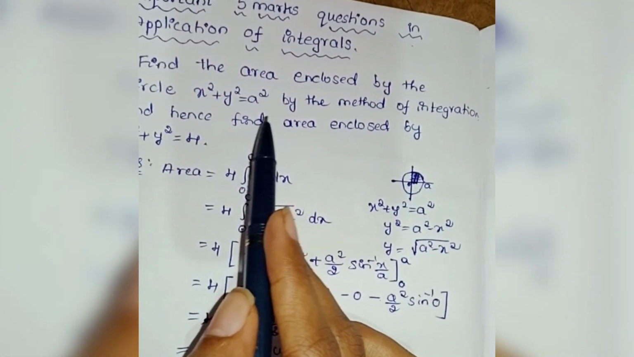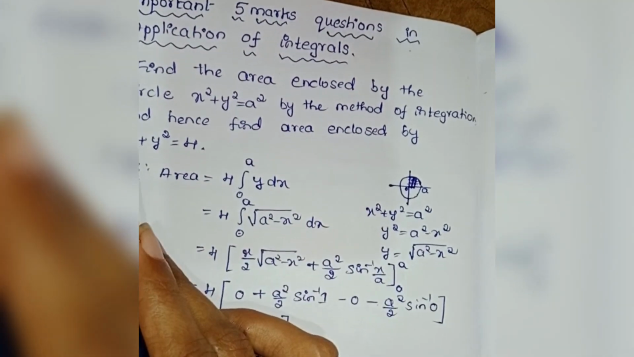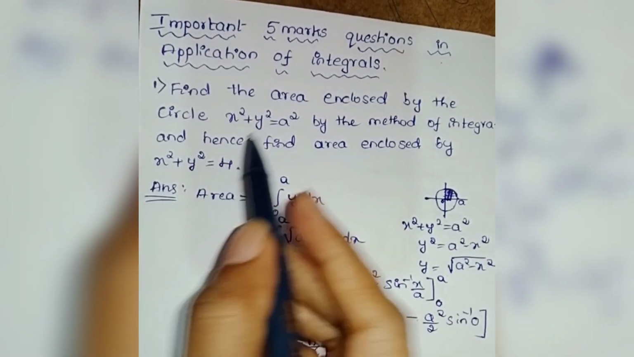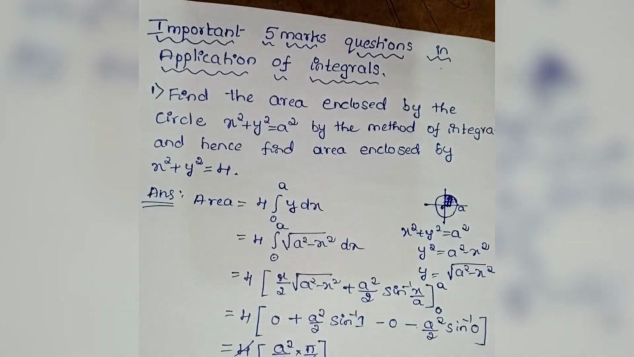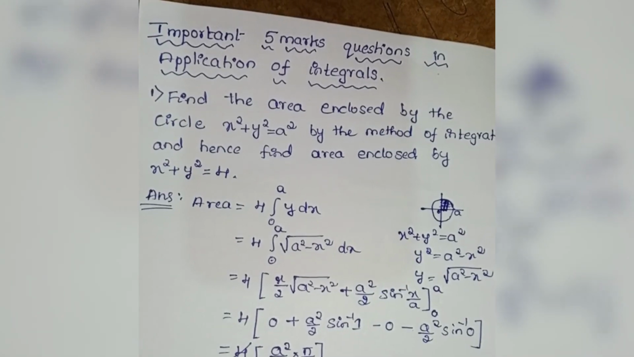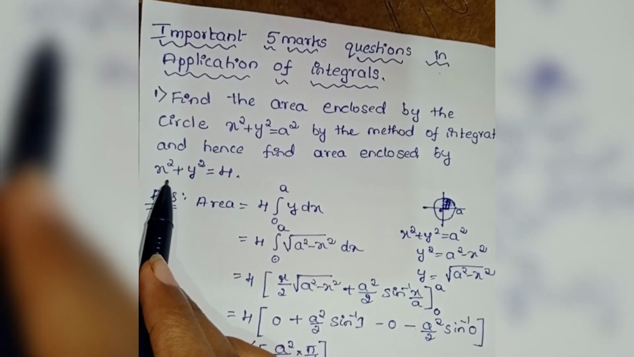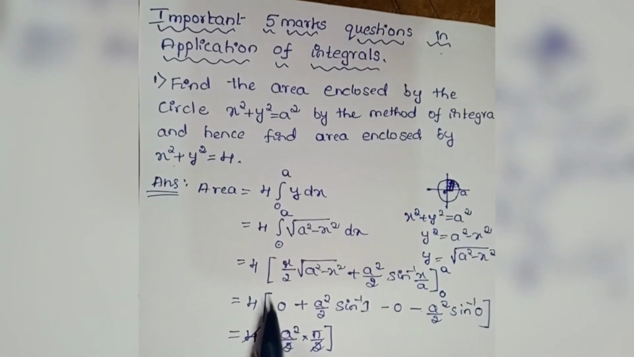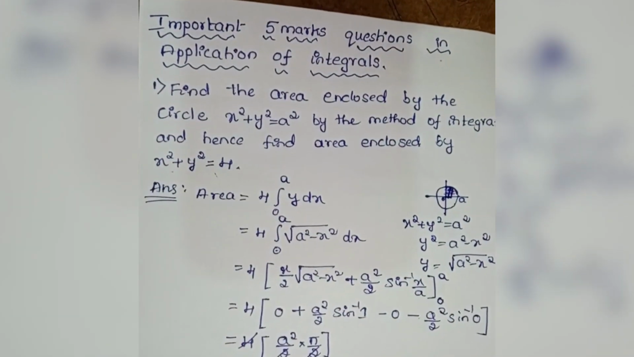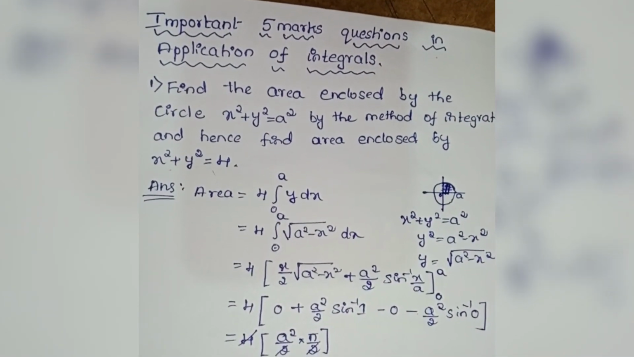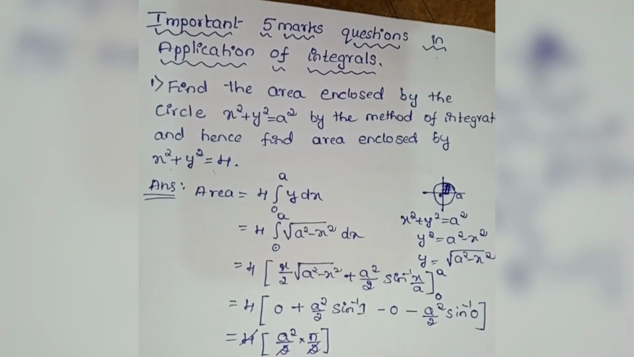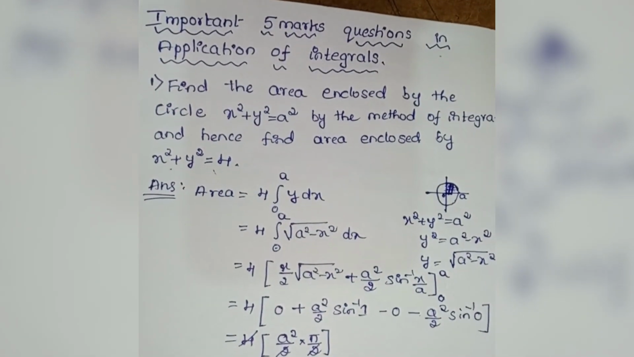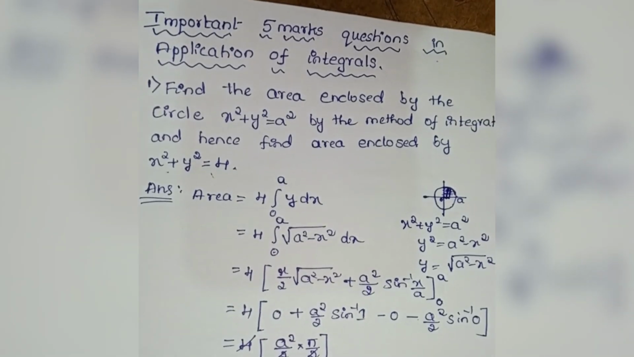Next sub question is, find the area enclosed by x square plus y square is equal to 4, correct, right? So here a square is 4. And hence means using this equation we have to find the area enclosed by x square plus y square equal to 4. So here a square is 4. So area equal to pi a square, and a square is 4. So the answer is 4 pi square unit.